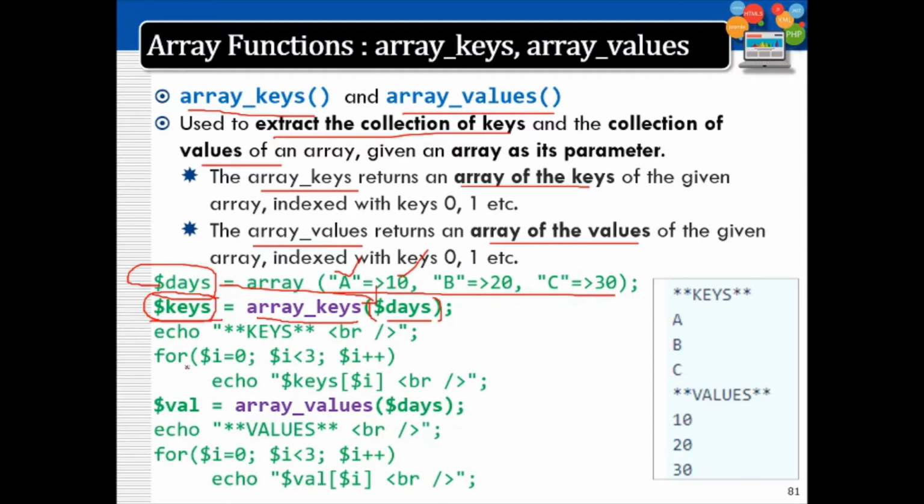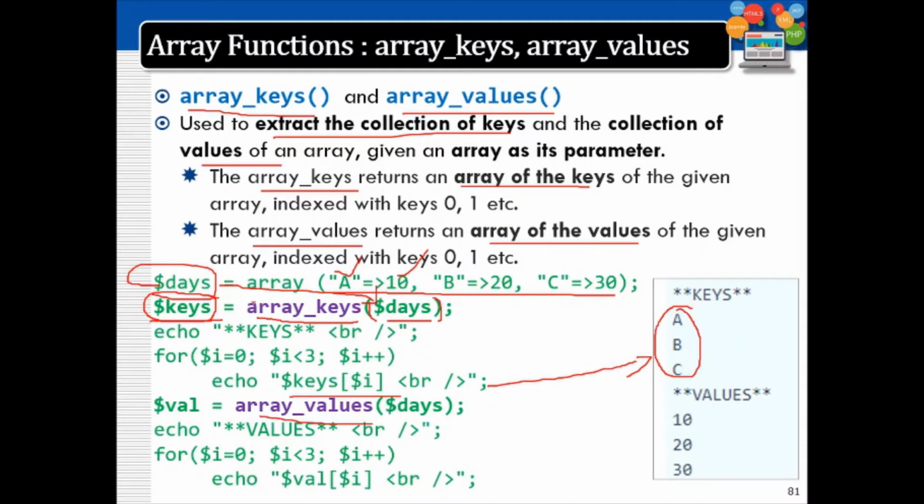And you can just use any for loop or foreach loop to print the values of the keys. The keys will be A, B, C. So this is the output which is printed from the statement. A, B and C are the keys given for the associative array, which is given as the input of the array_keys function.